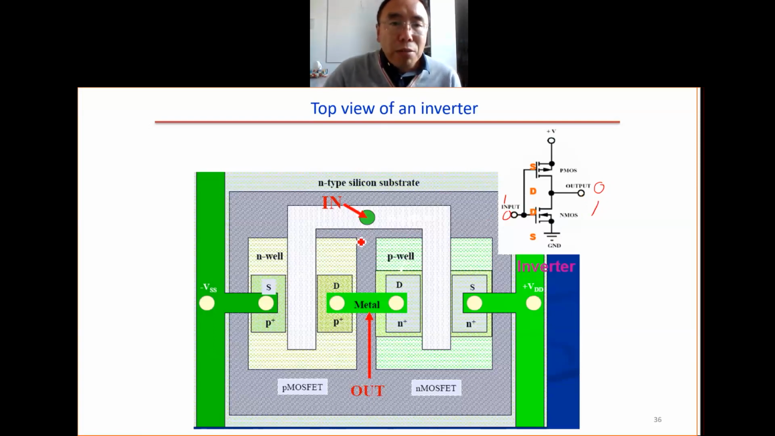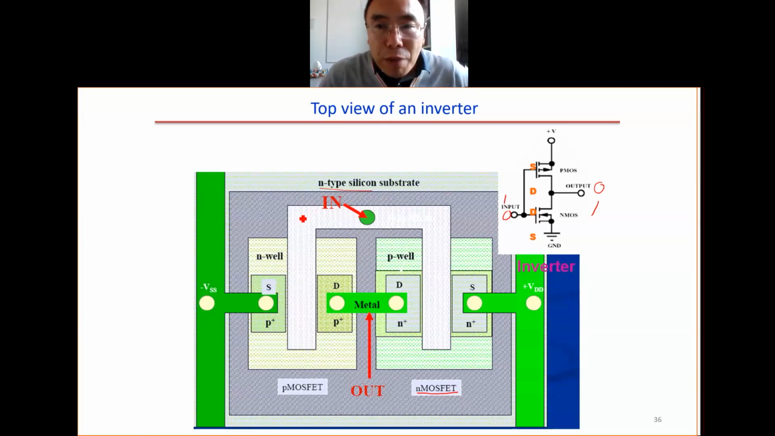Here's the layout of the inverter. We have the PMOS here, N-well, source, drain. We have the NMOS here, source, drain. We have the metal contact. This is the output. We have this electrode and this terminal here. We start with N-type silicon here, but in this slide we usually start with P-type silicon.